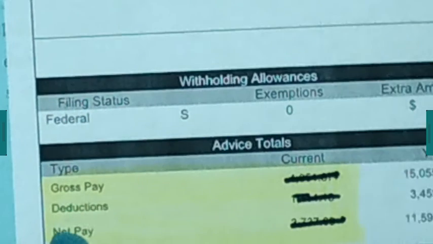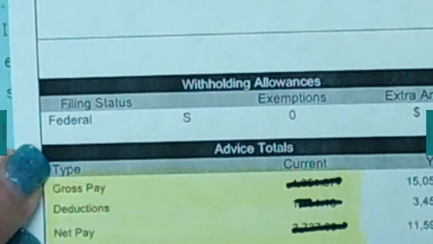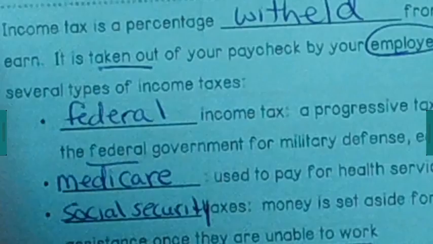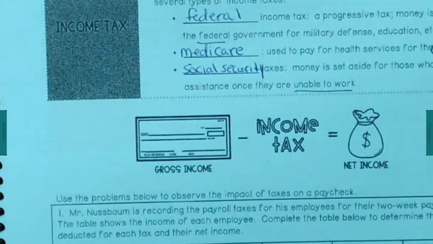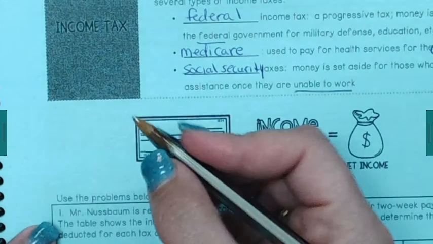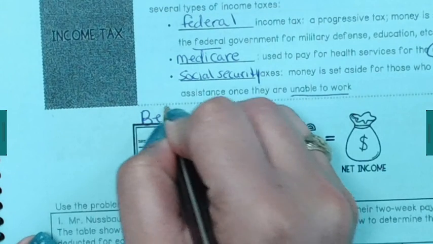Okay? Now we're going to talk about some other words that you see here. Gross pay, deductions, and net pay. Those are going to be the other words we're talking about today. So gross pay, the way you think about this is before taxes.